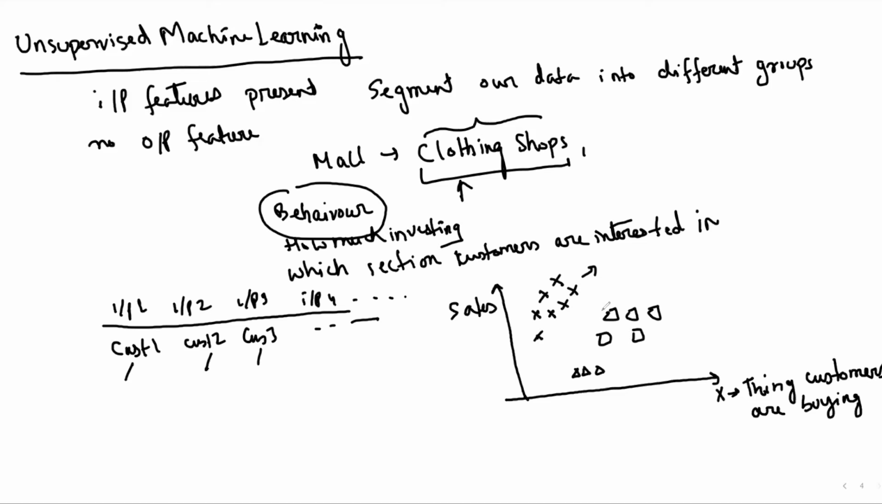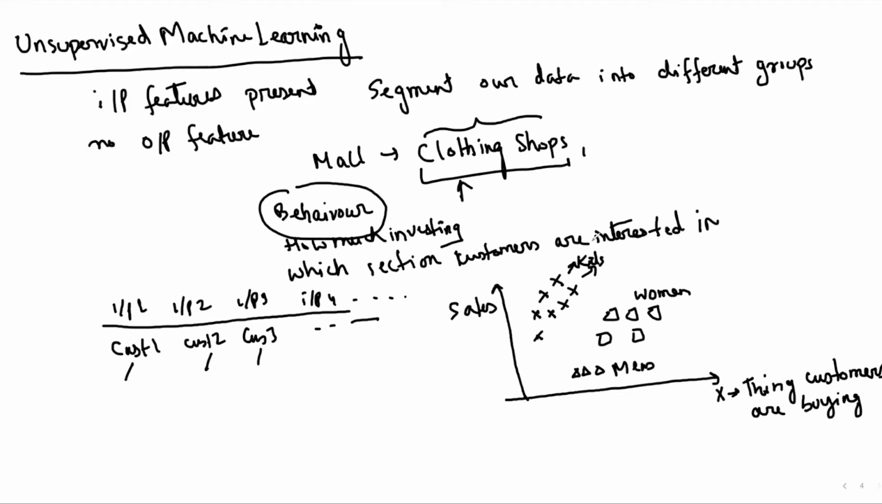So this is how it is distributed, right? This is the things they're buying. So let's say these are kids garments. These are women's. These are men's. So it is plotted in this way, right? So here we only have the inputs, right? We don't know what to predict. Neither do we want to know what to predict. We have a different problem statement over here.